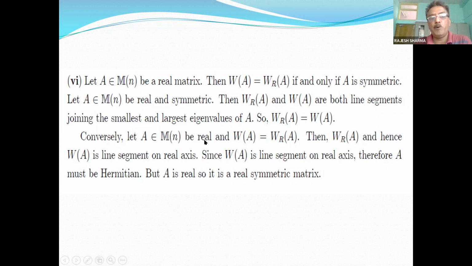Conversely, let A belonging to Mn be real, and the numerical range of A and the real numerical range of A be equal. Then WR(A), and hence W(A), is a line segment on the real axis. And we have discussed in the first talk that W(A) is a line segment if and only if A is Hermitian. But here it is given that entries are real, so A is a real symmetric matrix.